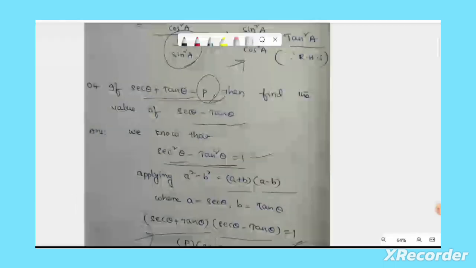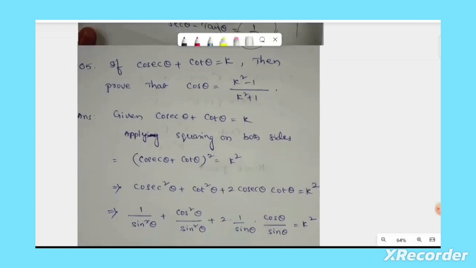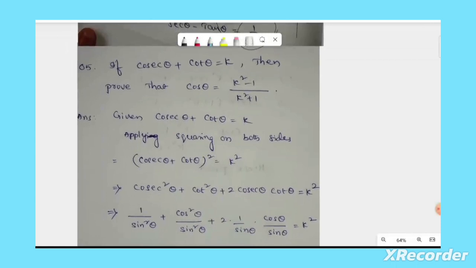Okay, now let's move to the last question. Okay, fifth question. The question here is, if cosecant theta plus cot theta equals k, then we need to prove that cos theta equals k square minus 1 by k square plus 1.